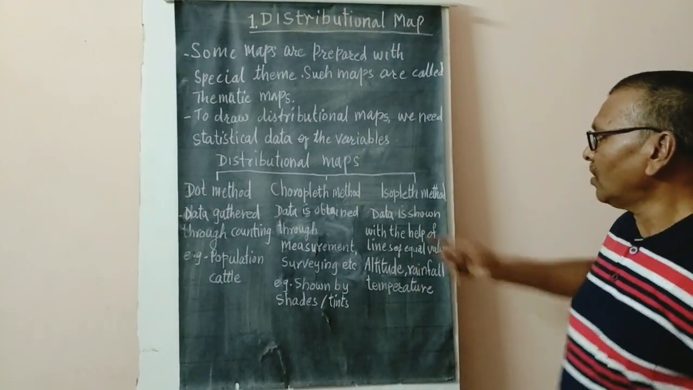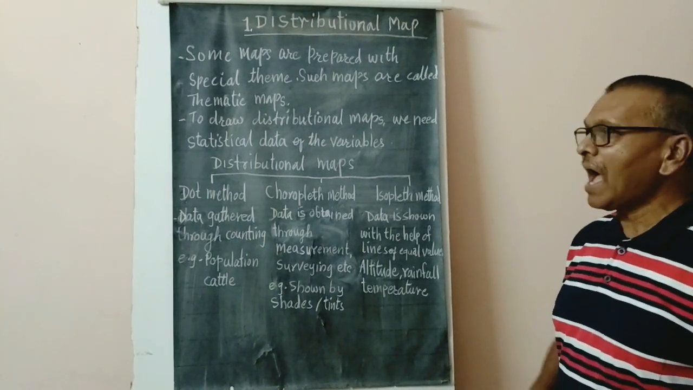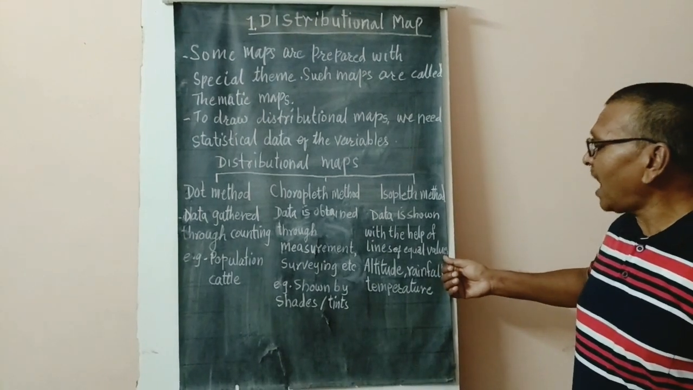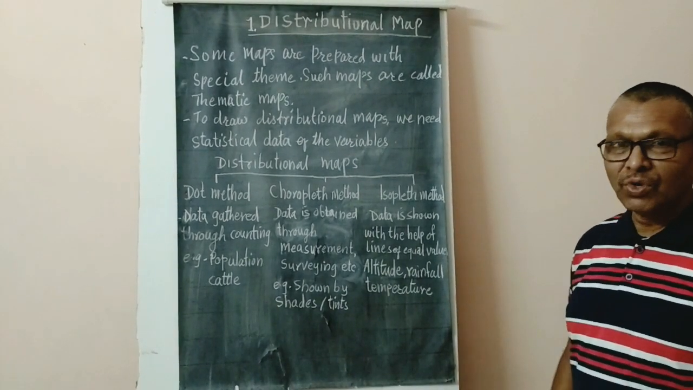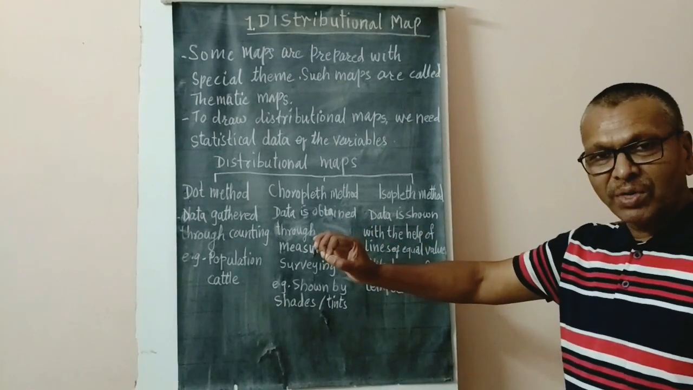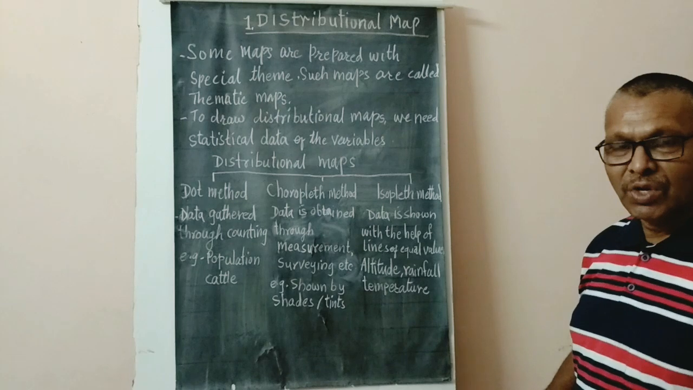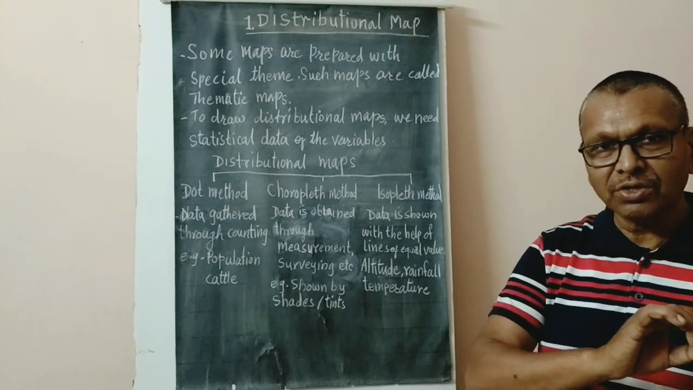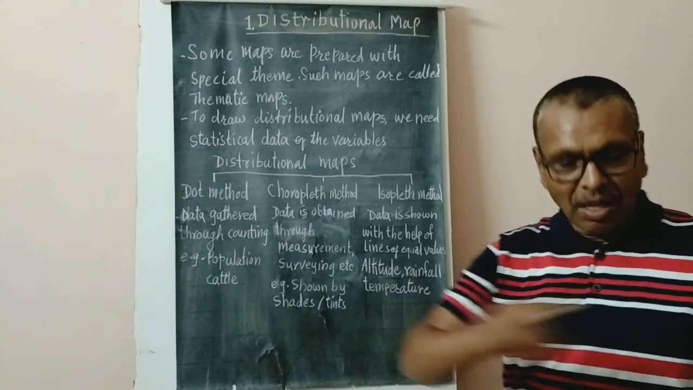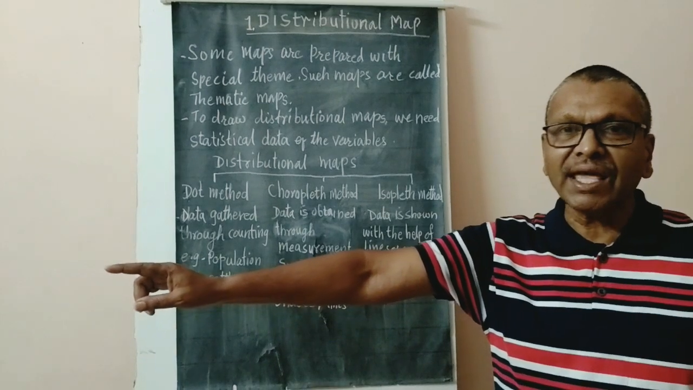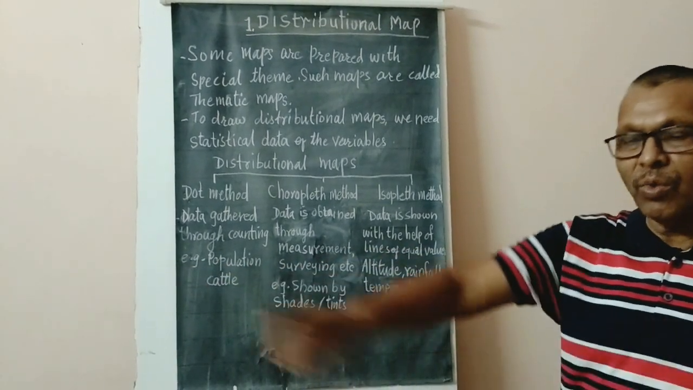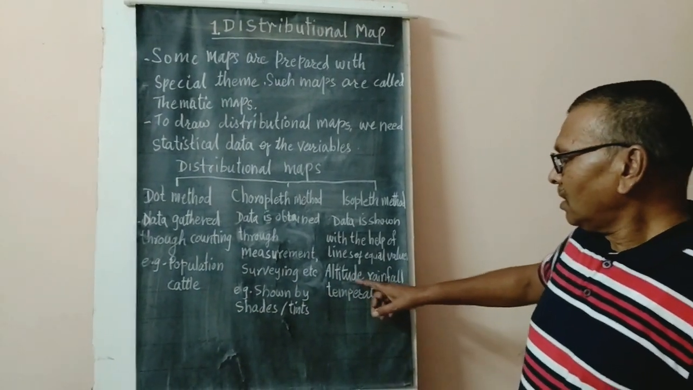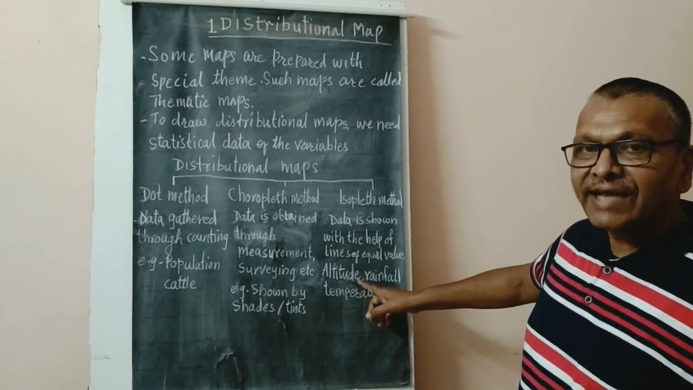The third method which we are going to study is the Isopleth method. Here, data is shown with the help of lines of equal value. So, one line which is drawn over the map shows the equal value. That means, for example, this line goes from one district to another district to a third district, but this line shows the same value all over the four districts or all over the states. Through this, we can show the altitude.